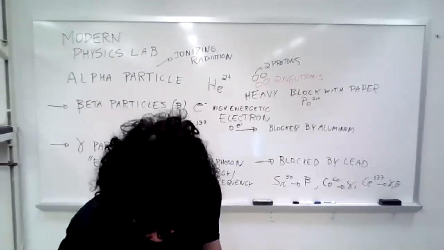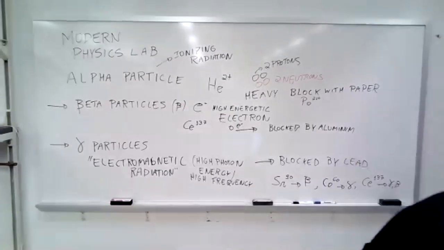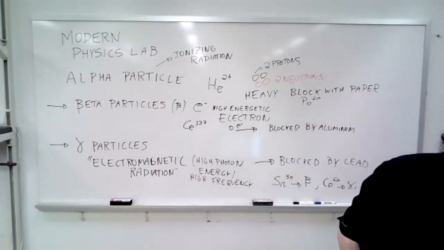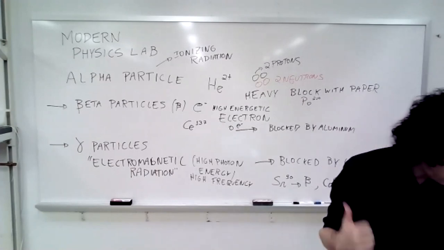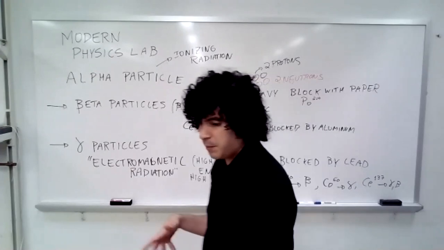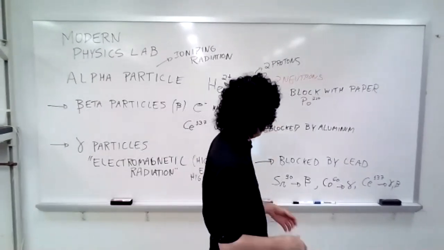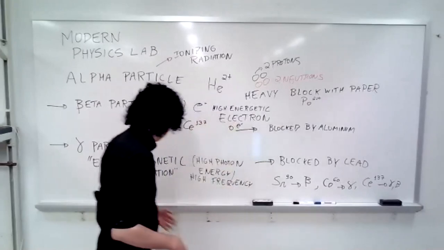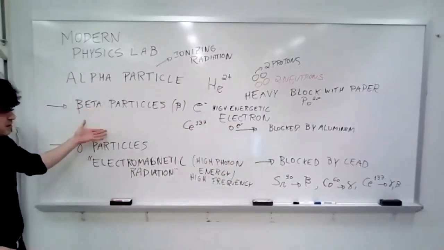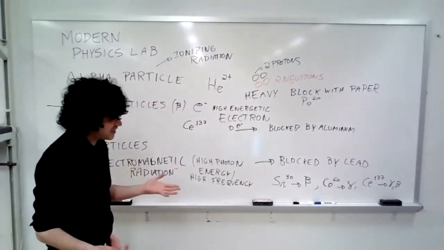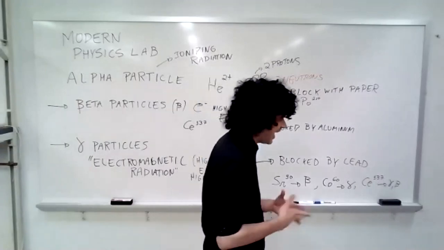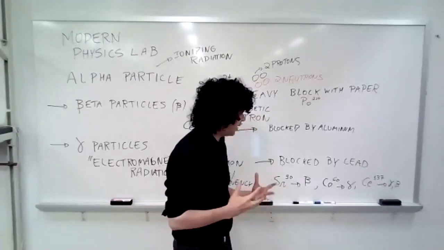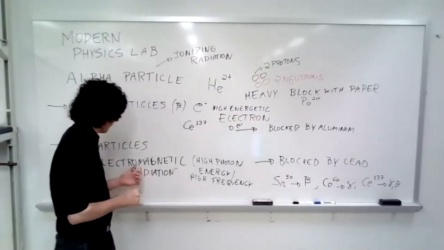Any questions about the demonstration and the types of particles that are called ionizing radiation? They are all dangerous at a certain point. Not the samples we are using, but high doses of radiation are dangerous. Gamma particles are more dangerous in the sense that you really need lead or a very dense material to block them. So it's hard to shelter when these particles are emitted.